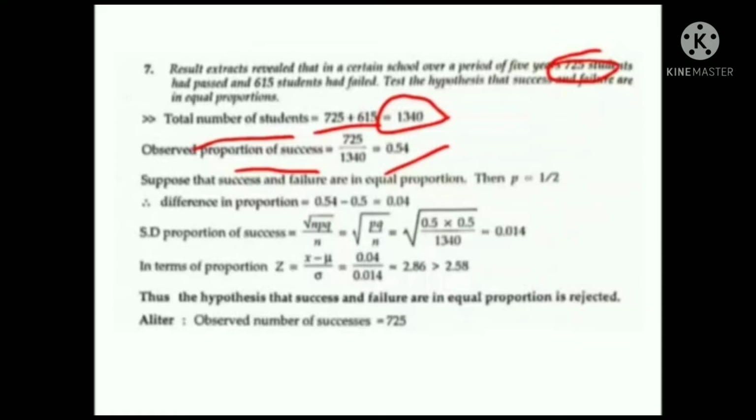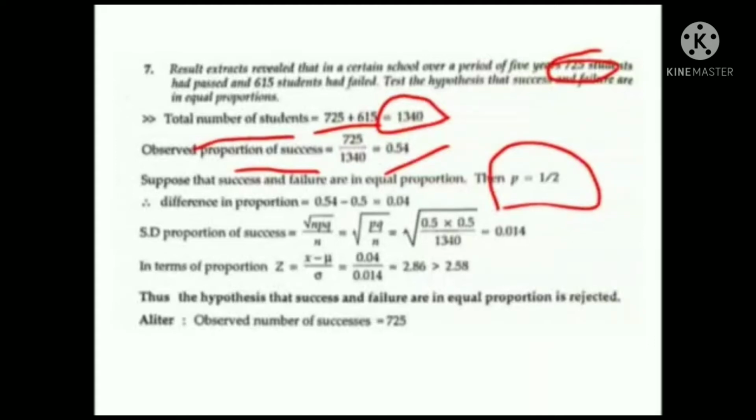Okay, similarly, suppose that the success and failure are in equal proportion. Usually whenever you take an exam, you throw a coin, you roll a die, in all the cases we consider equal probabilities. Here also let us assume we have equal probability of clearing the exam or passing the exam, and equal probability to fail as well. So let us assume here the probability of the failure and success in the given exam is equal. Therefore P is equal to 1 by 2. Hence Q is also equal to 1 by 2.